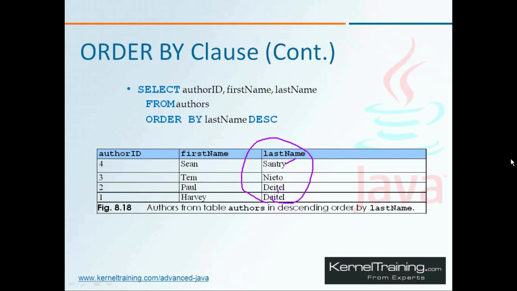Okay, can you, ma'am, repeat once again? Full means I didn't understand with us. Full means the overall website name you are asking, kerneltraining.com, right?